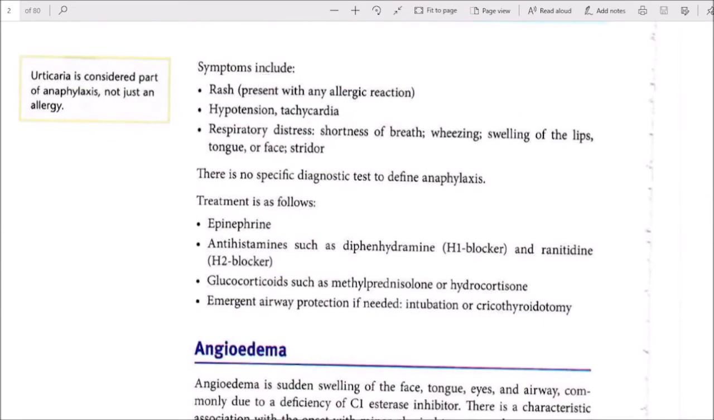Symptoms include rash present with any allergic reaction, hypotension, tachycardia, respiratory distress, shortness of breath, wheezing, swelling of the lips, tongue, or face, stridor. There is no specific test; diagnosis is clinical, just to define anaphylaxis.